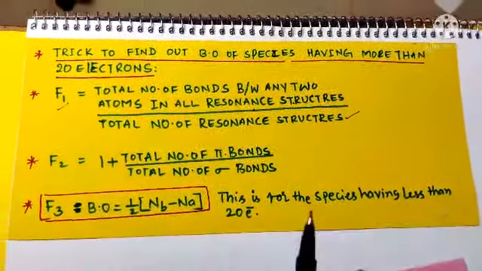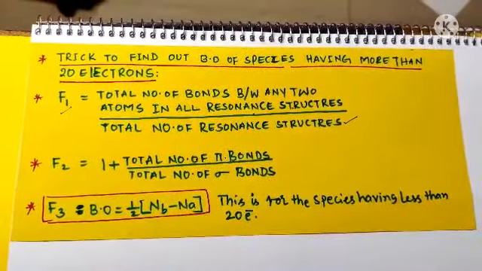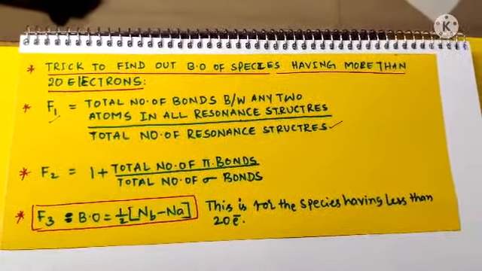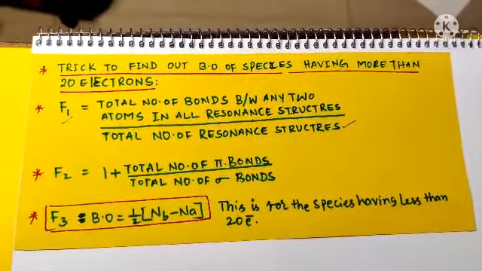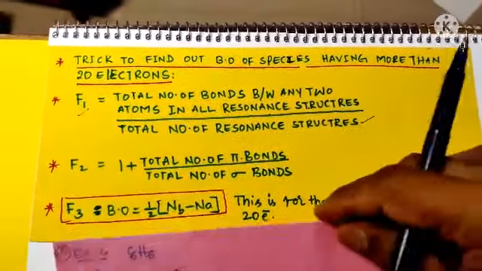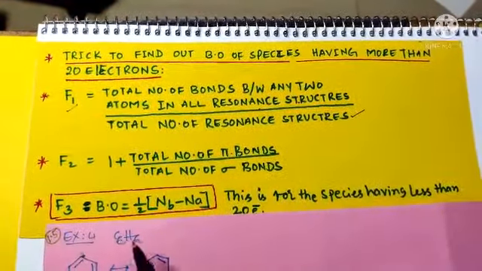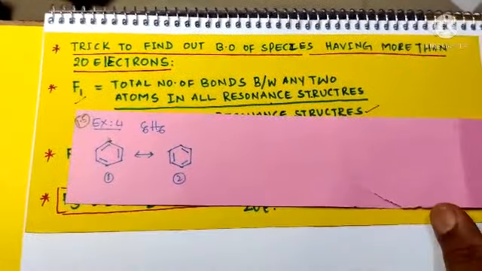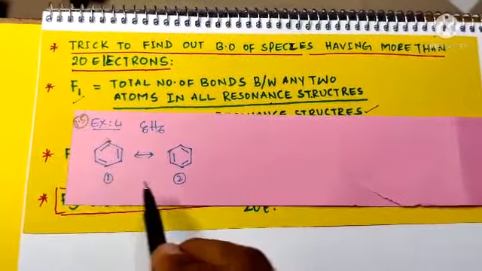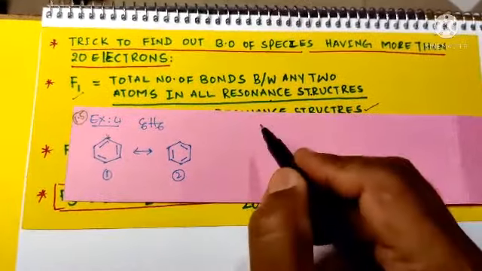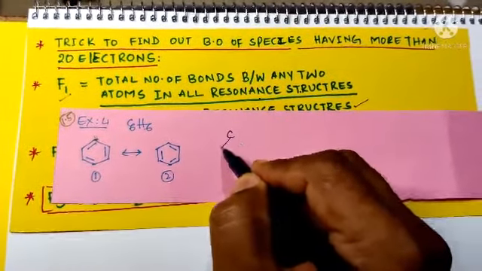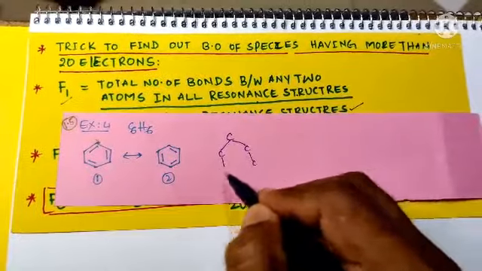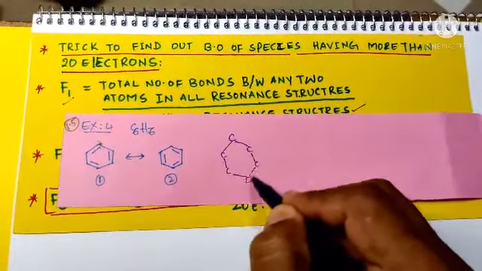Then one more example, students. I'll give one more simple example, that is benzene. Here, benzene, we know the molecular formula is C6H6. Then its structure is like this. See here, symbolically two resonating structures are there, Kekulé structures. Now we'll write like this. It is the complete structure of benzene, students.